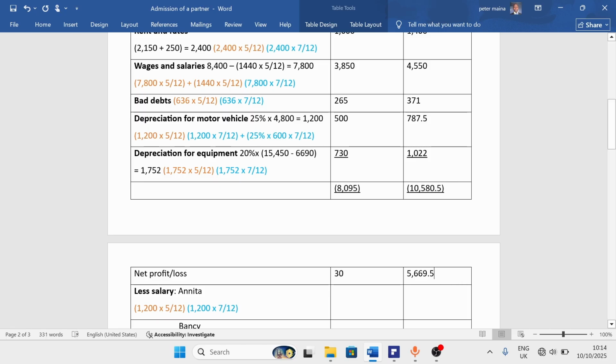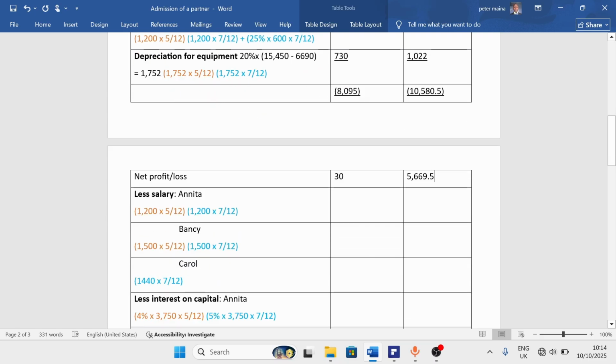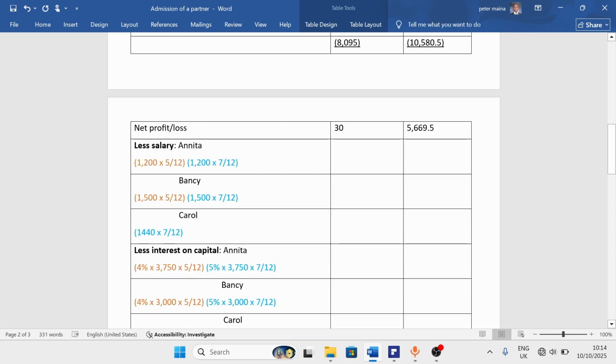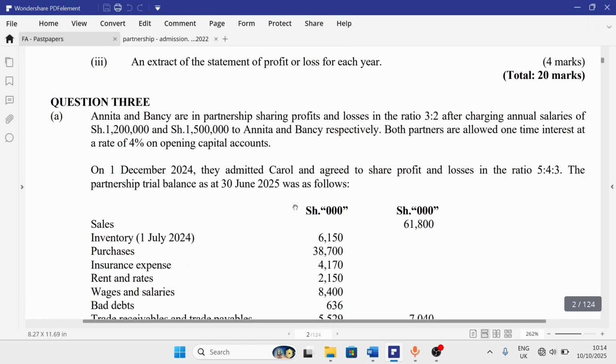So now that we have the net profits, we want to perform the appropriation. We want to apportion that profit to the partners. The first thing, we are going to start by deducting the salaries to all the three partners. So let us go back to the question and find out the amount of salaries we were given.